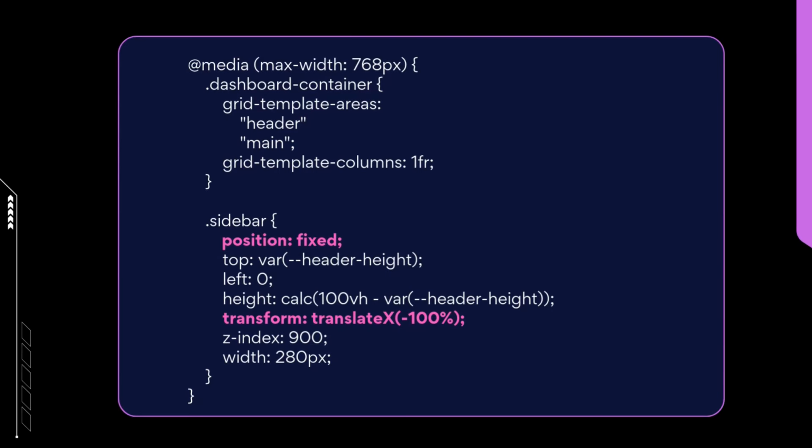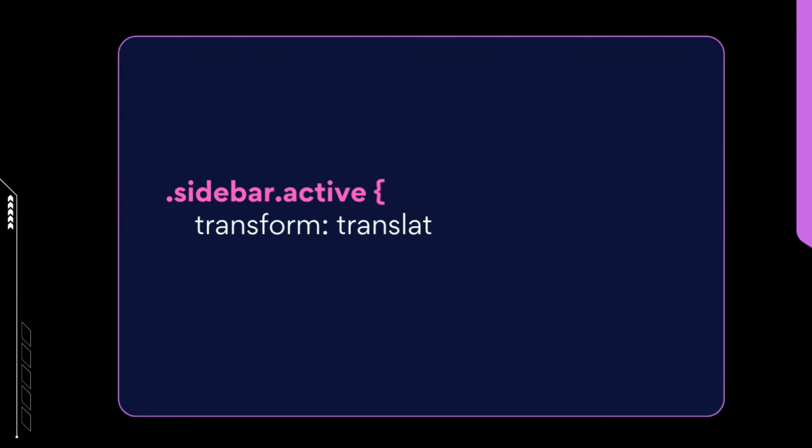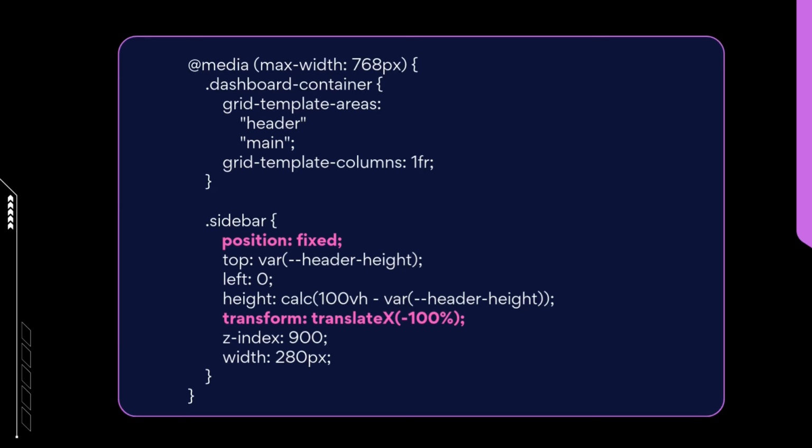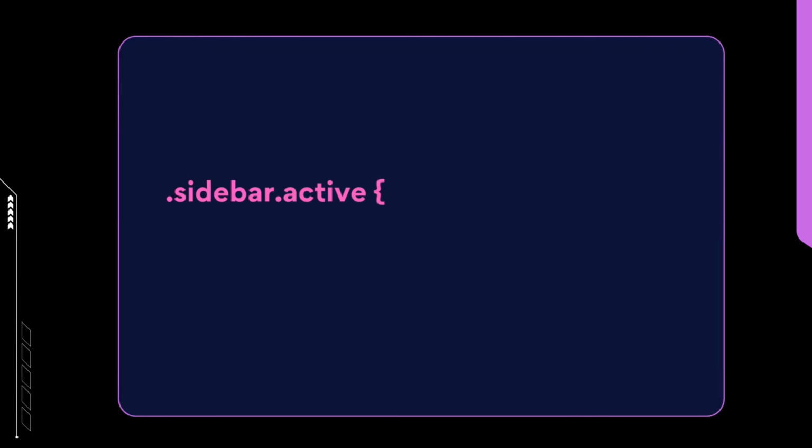On mobile, 768px and below, we completely change the approach. The sidebar becomes position fixed, and transform translateX -100% moves it completely off-screen to the left. When the user taps the menu button, JavaScript adds an active class. This slides it back into view. The transform property is perfect for smooth animations.